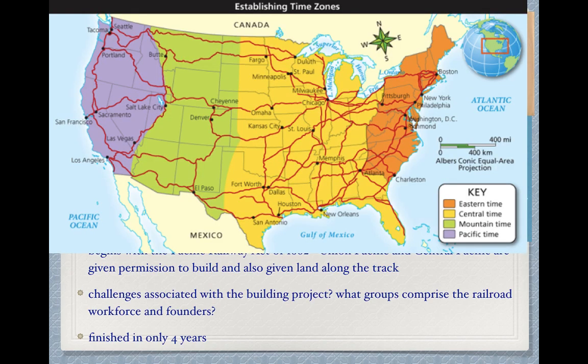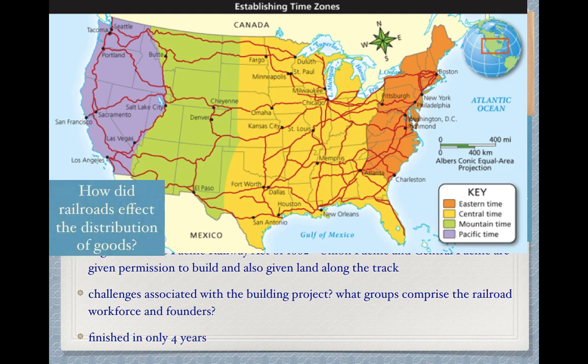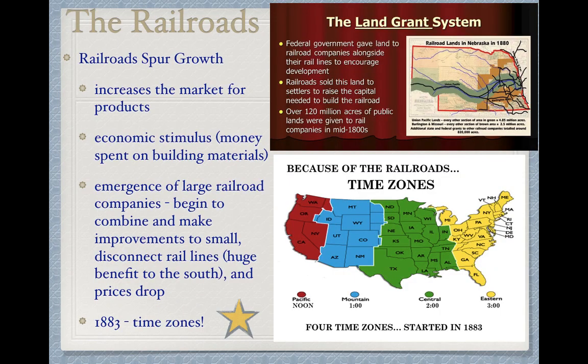Time zones are established because of the railroads. There was a need to ensure that if you left Boston on a train, you understood what time you would arrive in Kansas City, and that it wouldn't change based on what city or even what region you were in, as long as you understood the time zones. Think about how railroads affected the distribution of goods.